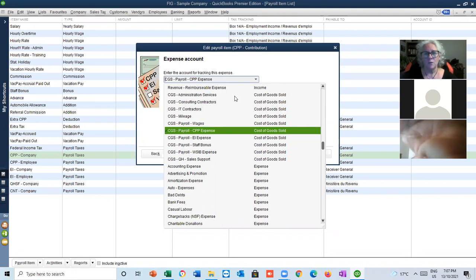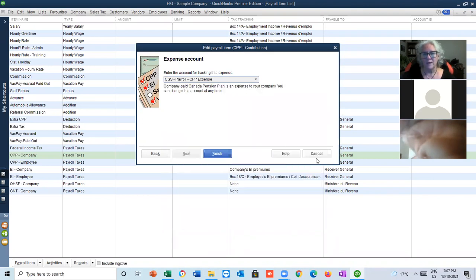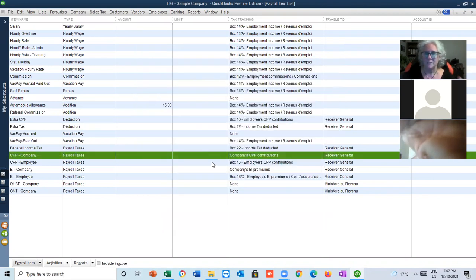You can come here to your payroll items and you can actually custom design what you have. If you have additional deductions or additional additions, payroll items is where you're going to be, and this is where you're going to set things up. You just have to know where things need to be placed. But the most important thing is that you're putting everything to the right account.